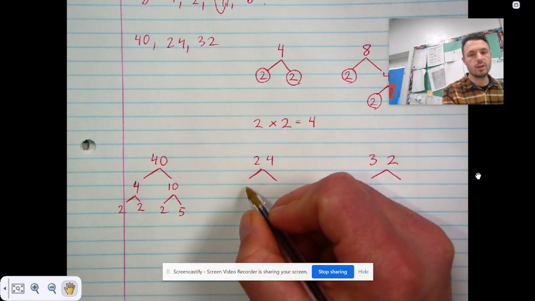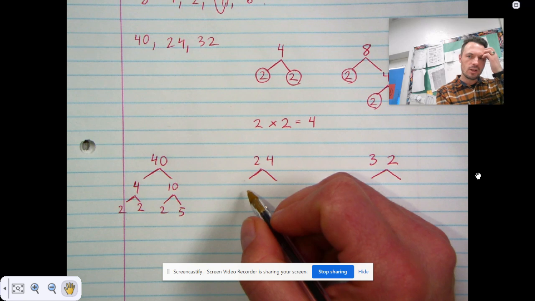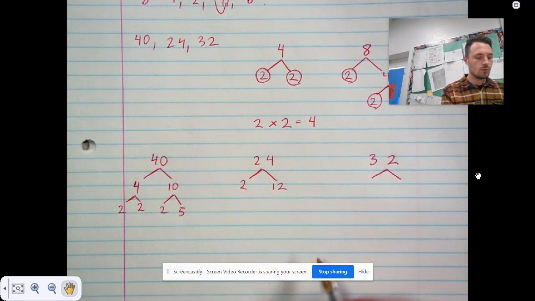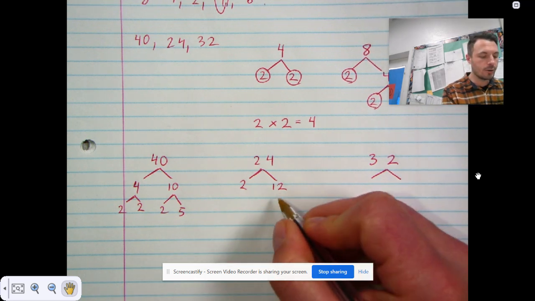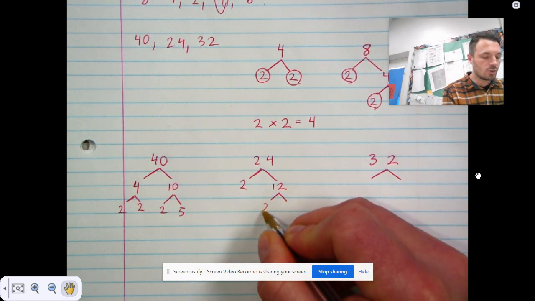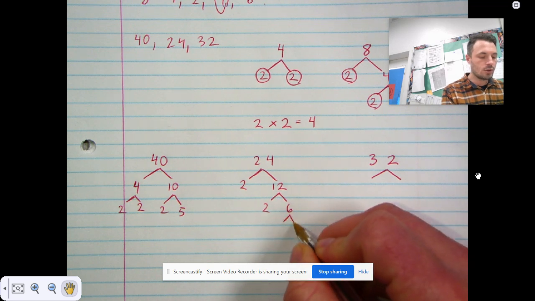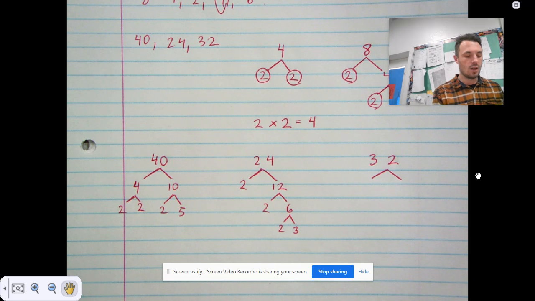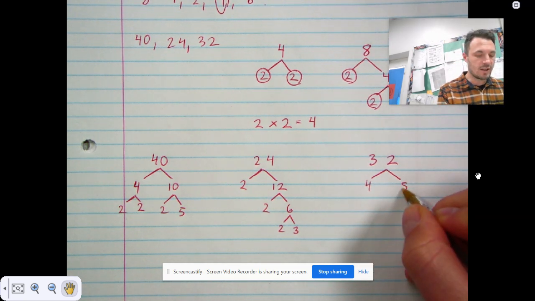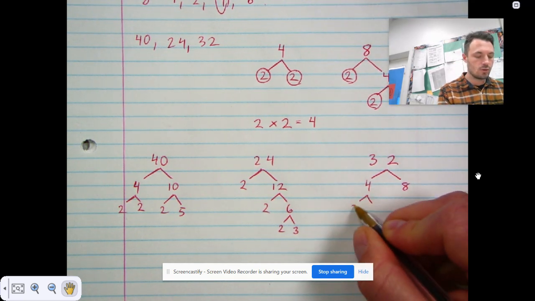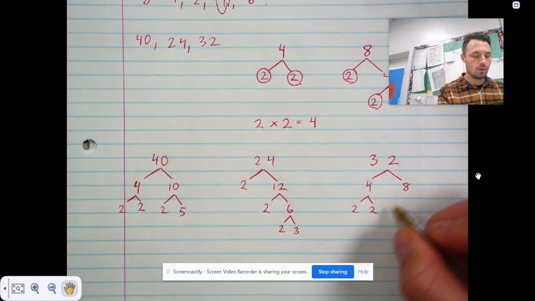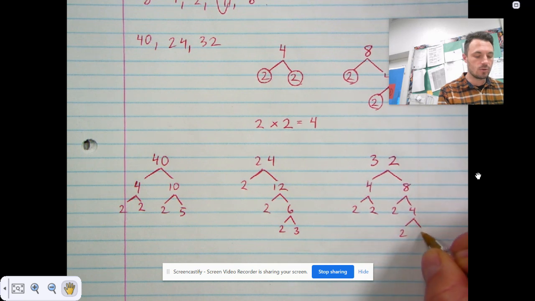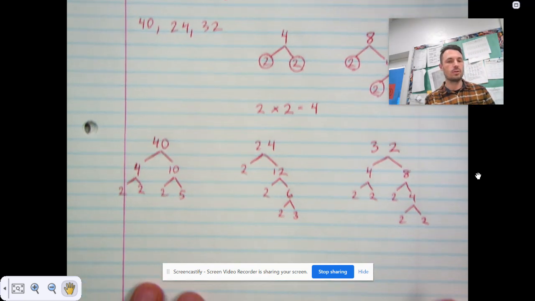Here for 24, we could pick 3 times 8, or we could pick 4 times 6, or we could pick 2 times 12. I'll do 2 times 12. 2 is already prime, so it can't sprout branches. 12 is not. 2 times 6 is 12, and 2 times 3 is 6. Now these are all prime numbers left. And for 32, 4 times 8 is 32. 2 times 2 is 4. Those are both prime. 2 times 4 is 8. And 2 times 2 is 4. Now we have all prime numbers left.